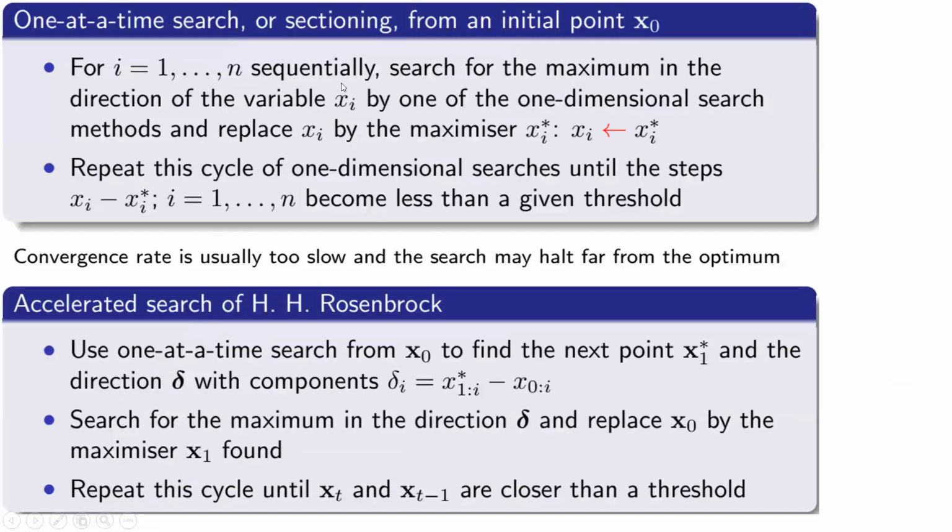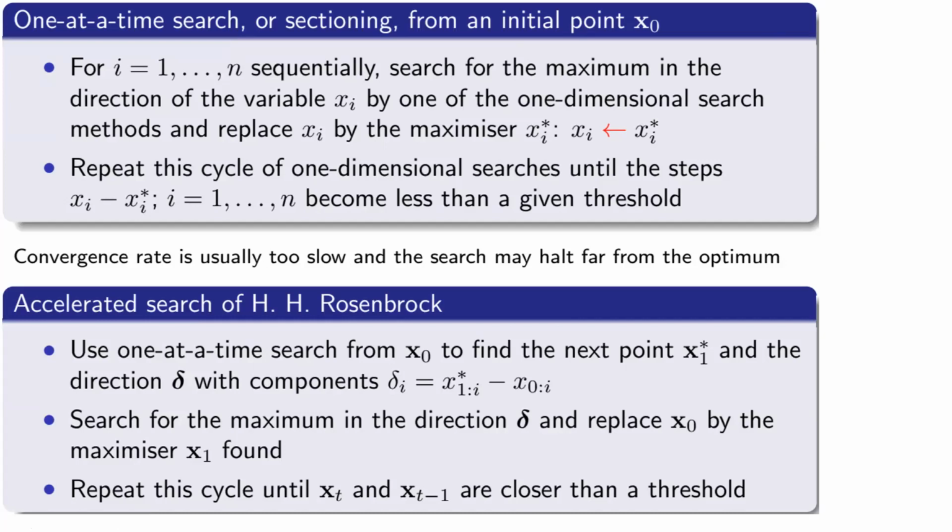So we call it one at a time search because we move to a new point that is different from the old point only by one component of x. But sometimes the method is too slow. So it can go so far and not reach the optimal value. So sometimes you don't want to do it like that.